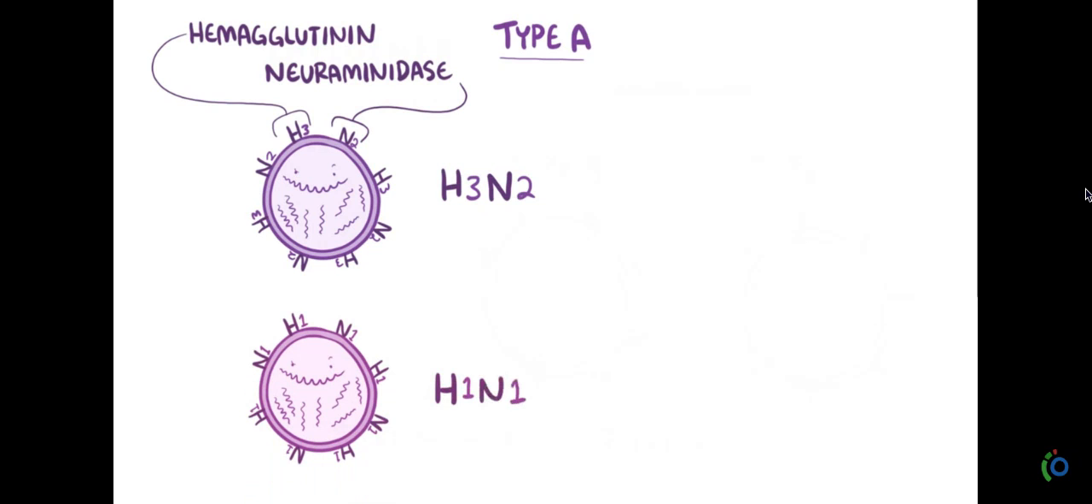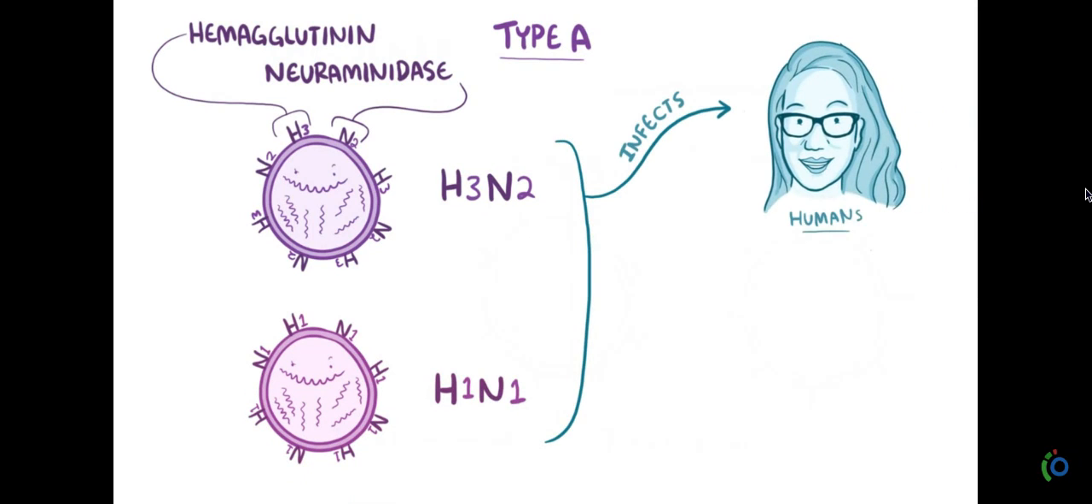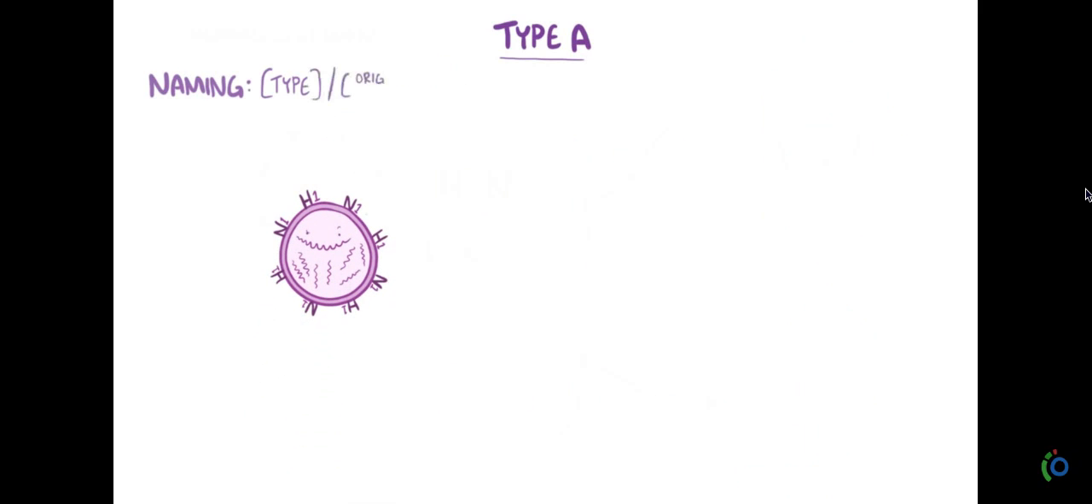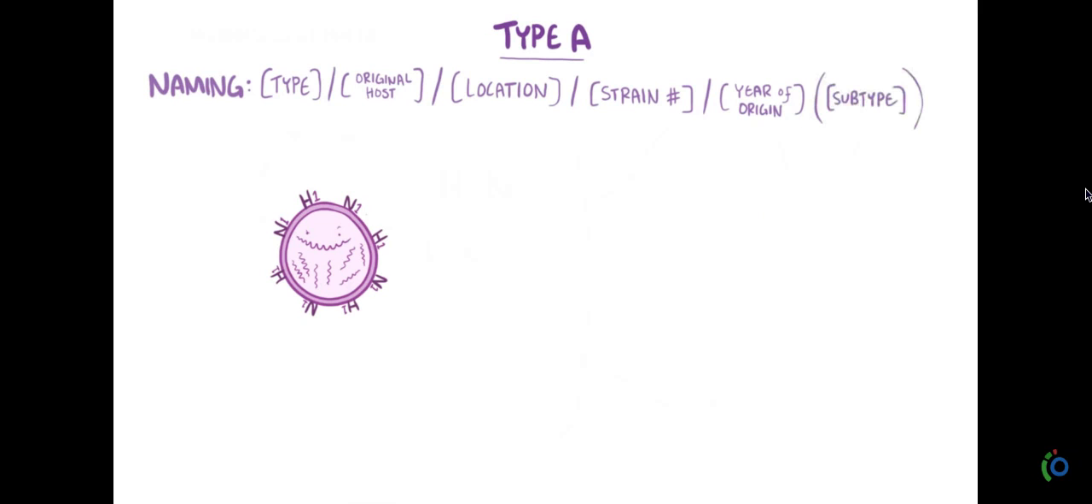H3N2 and H1N1 are the most common Type A subtypes to infect humans, but they both also infect various animals. To give the full name of a virus, we use the type, the original host that it came from, the location where the virus was first identified, which is usually a city, the strain number, the year of origin, and for Type A influenza, the subtype named by the H and N glycoproteins.